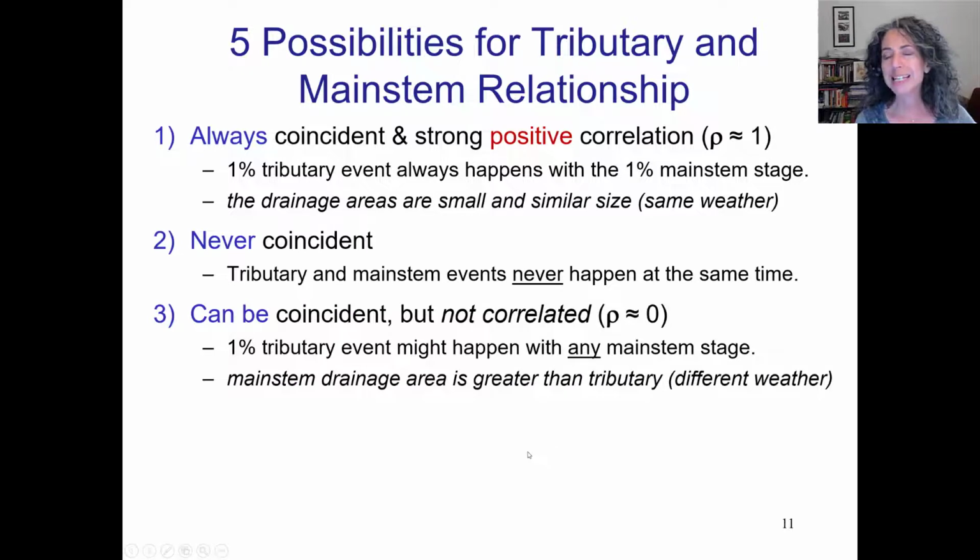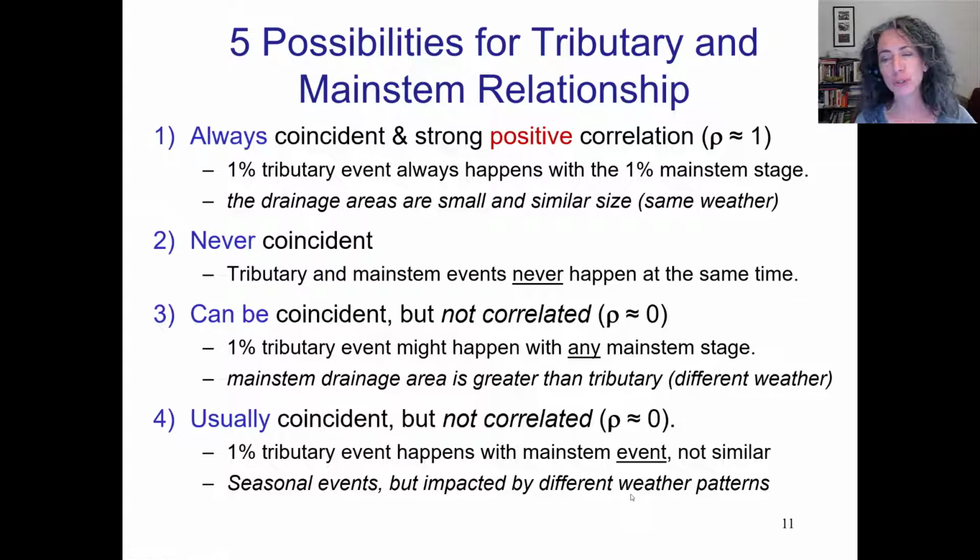Okay. Number 3 is that they can be coincident, but they're not really correlated, right? So the 1% tributary event might happen with any mainstem stage. We can have this situation when the mainstem drainage area is much greater than the tributary. So maybe the mainstem is the Ohio River and the tributary is the Kanawha. So maybe they're experiencing different weather that's driving the flows on the tributary and on the mainstem. Right. Number 4 is usually coincident, but not correlated. So we're seeing events at the same time on A and on B, but the magnitudes aren't correlated, right? So the 1% tributary event can happen with a mainstem event, but not a similar likelihood, right?